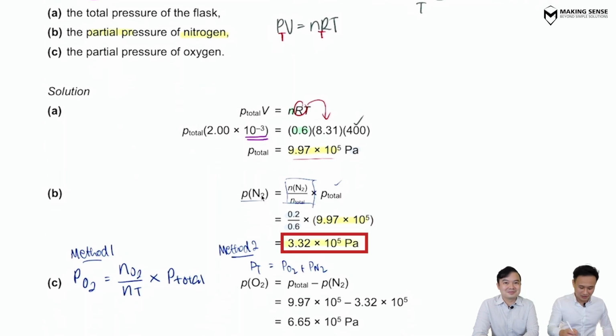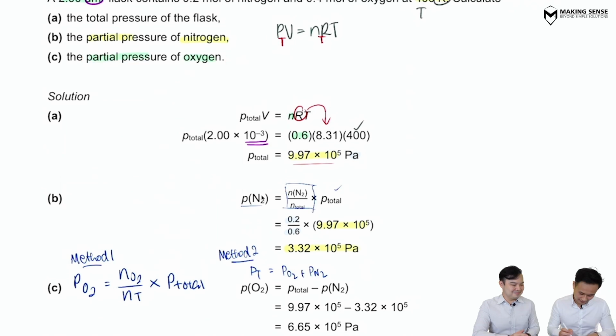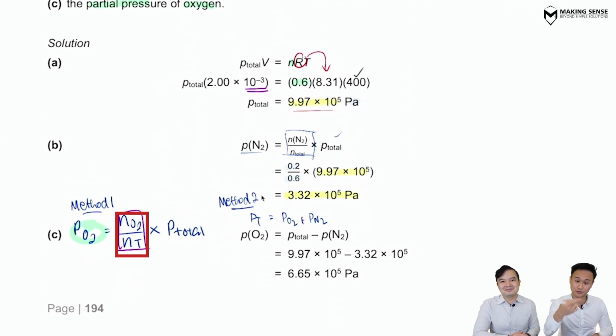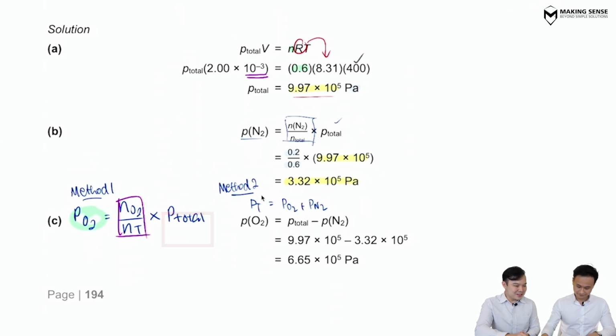Okay. Now I'm also going to do this for the partial pressure of oxygen in part C. Partial pressure of O2 is the mole fraction of O2, right? Multiplied by the total pressure. Okay, so this is actually quite a long method.